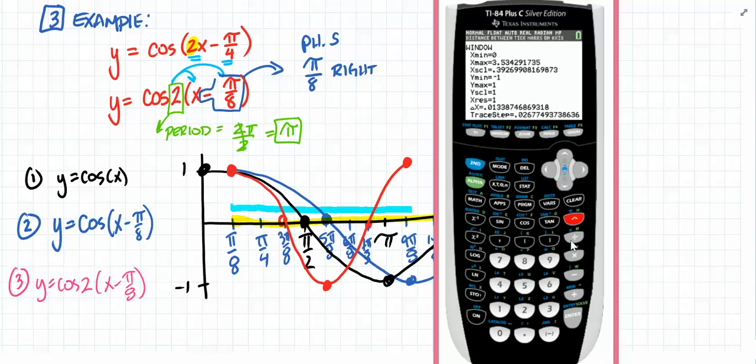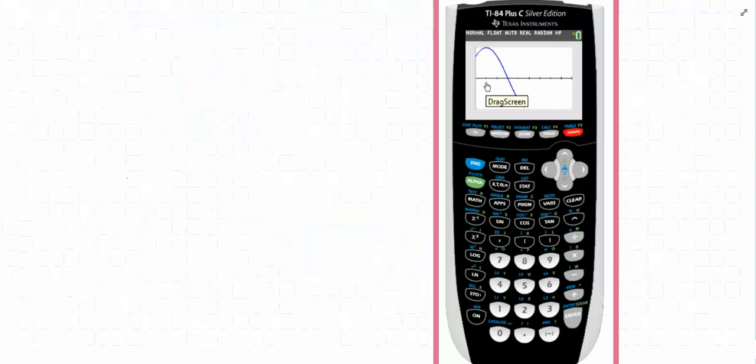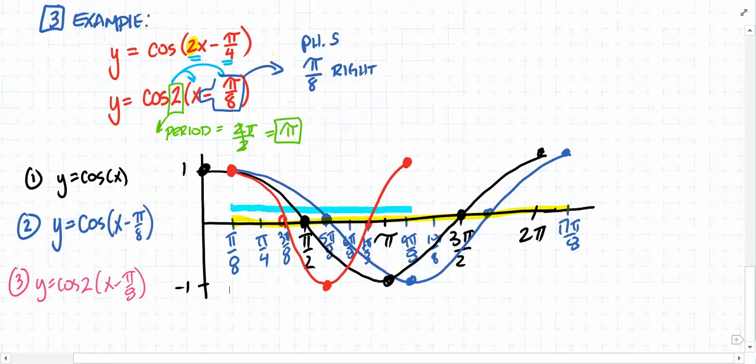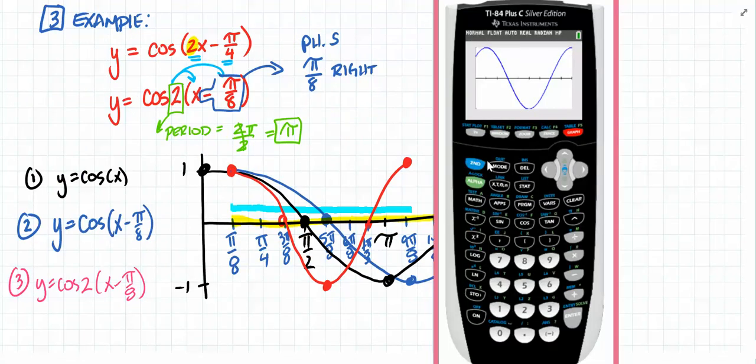Now I'm going to hit graph. Okay. And check it out. Now we're on the right page here. So, look, if I go over 1 unit at pi over 8, I should be at a maximum of 1. So check it out. If I go over to pi over 8, I'm at a maximum of 1. If I count over 1, 2, 3 intervals of pi over 8, I should be at an intercept. Count over 1, 2, 3 intervals, and I have an intercept. I know I did this right then.